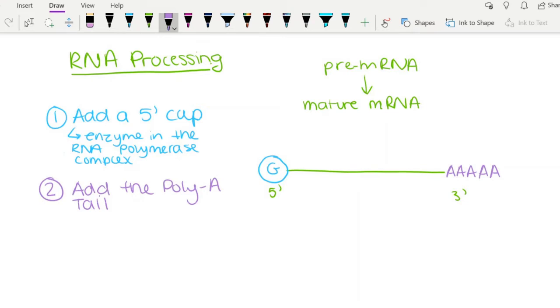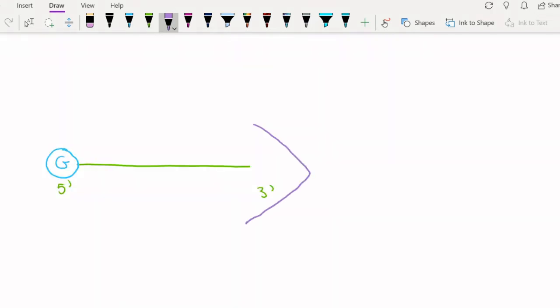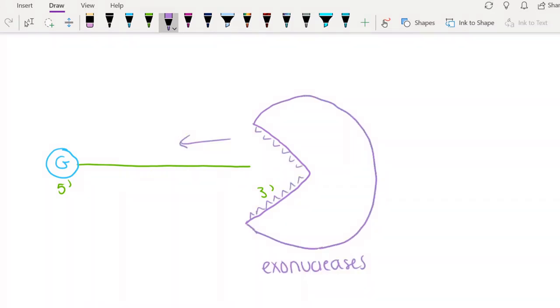Together, the methyl G cap and poly-A tail serve to protect the mRNA from being broken down when it leaves the nucleus. For example, the adenine nucleotides protect the mRNA sequence from being destroyed by enzymes called exonucleases, which can break down the ends of mRNA strands.